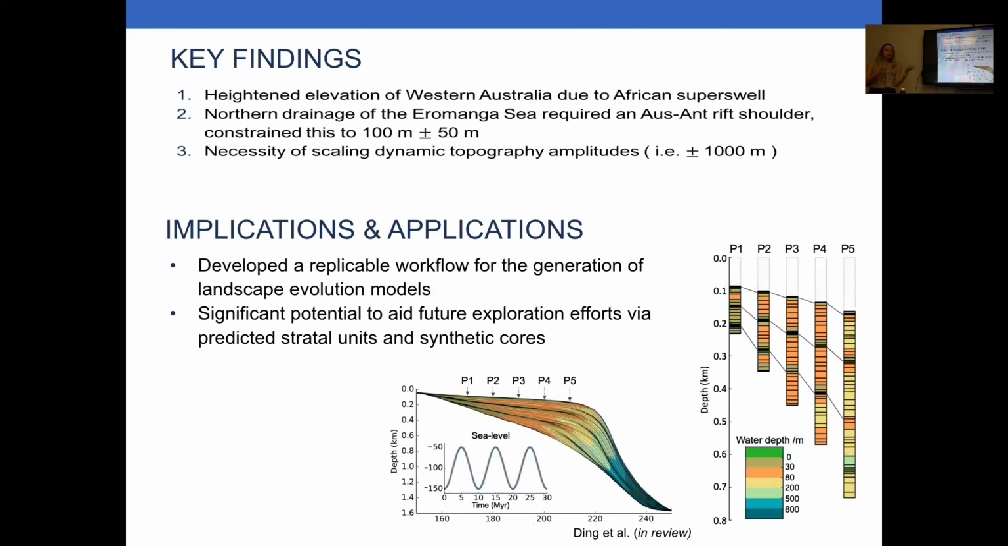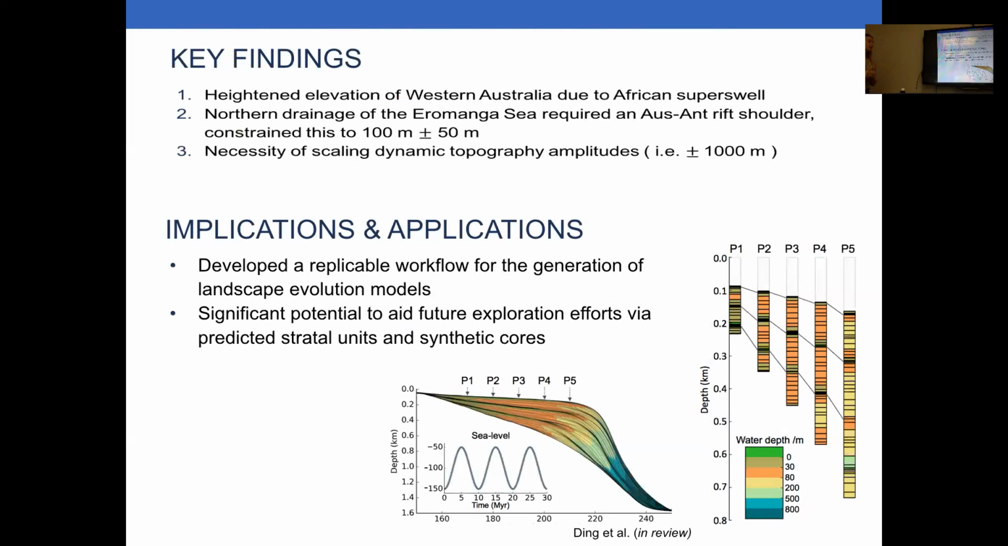So further, these models also highlighted that to get the northern drainage of the Eromanga Sea, this required an ephemeral Australian Antarctic rift shoulder down the bottom, which we were able to constrain to about 100 metres, which is significant as not much work at all has gone into looking at this event. And finally, this study revealed the necessity of scaling dynamic topography amplitudes, which were deemed reasonable in the study between positive and negative 1,000 metres. And this is significant as it's an indirect means to constrain dynamic topography, which itself is a very uncertain parameter.